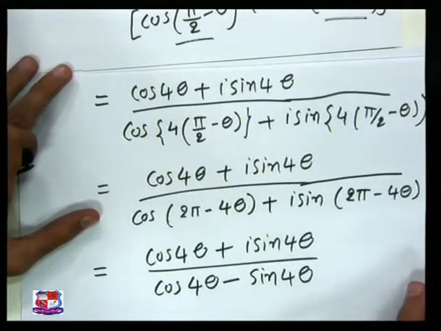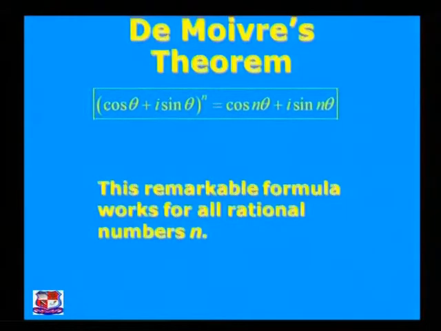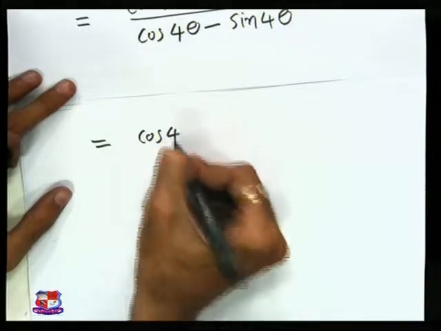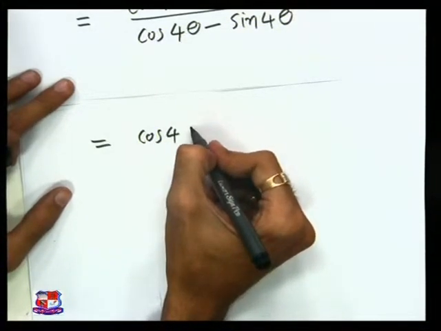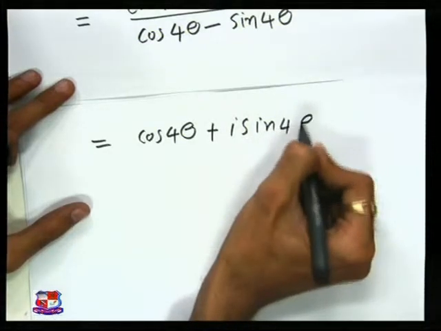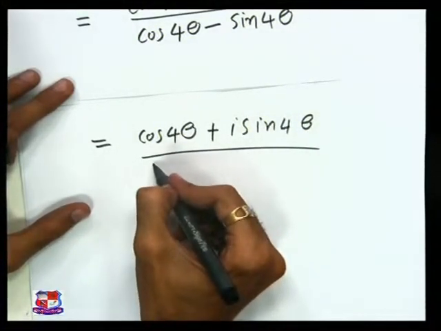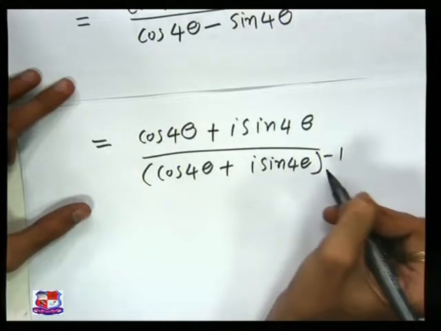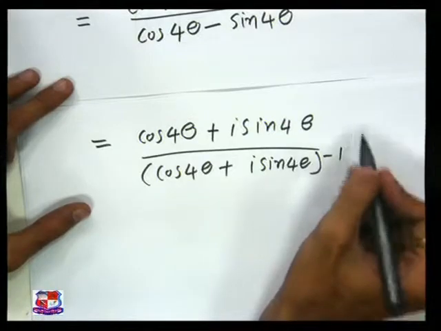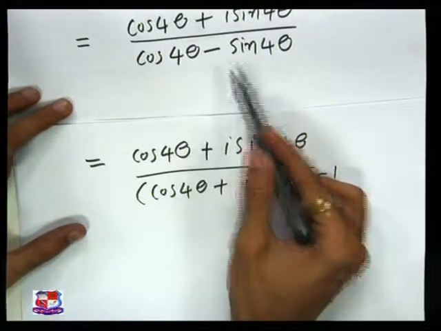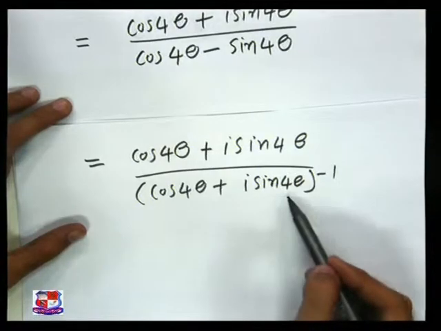Okay, so if I apply this formula again in the reverse direction, then I will get cos 4 theta minus... cos 4 theta plus I sin 4 theta upon, I can write here, cos 4 theta plus I sin 4 theta raised to minus 1, because the minus 1 shows that cos minus 4 theta is equal to cos 4 theta, and sin minus 4 theta is equal to minus sin 4 theta. So this is equal to cos 4 theta plus I sin 4 theta raised to minus 1.